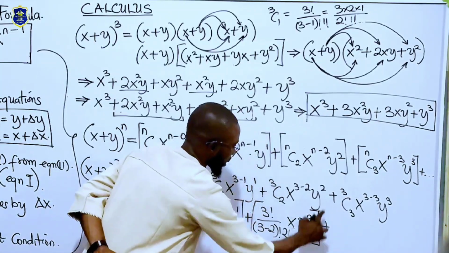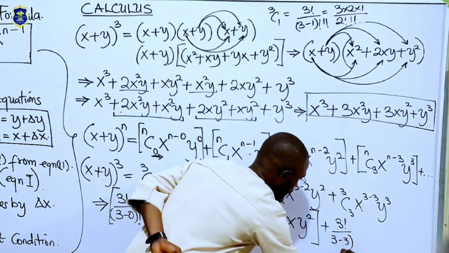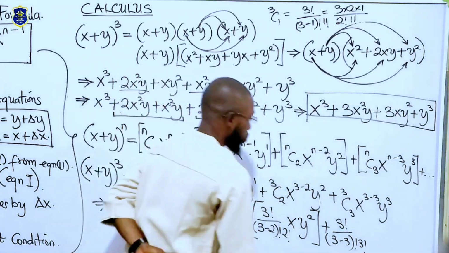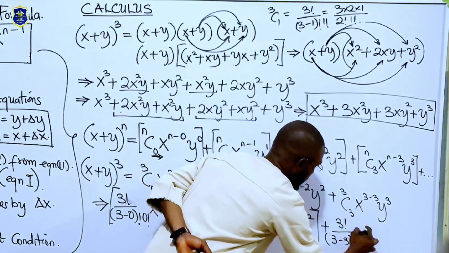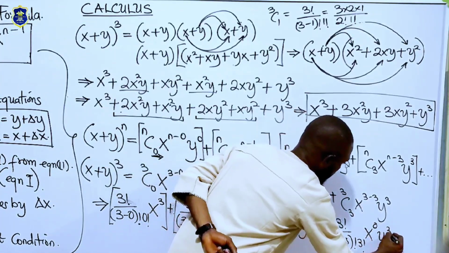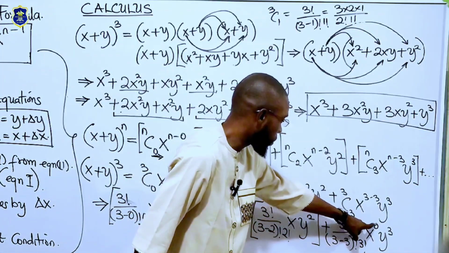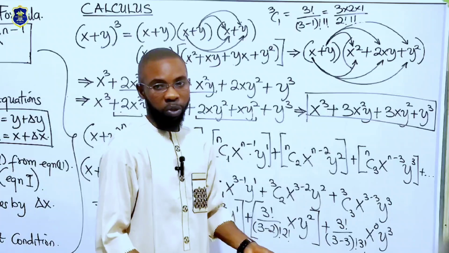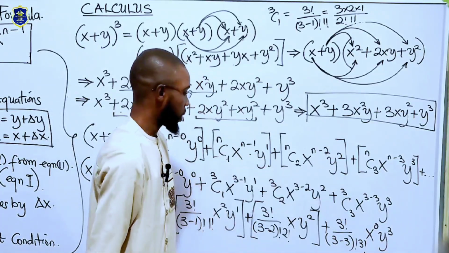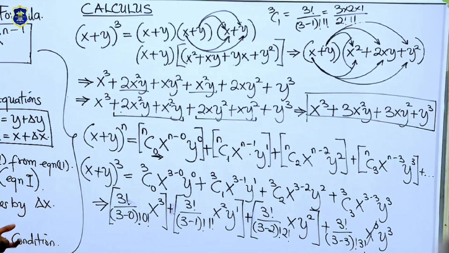And then the last but not the least, we have what? 3 factorial over (3 minus 3) factorial, 3 factorial. Right? Let's go with that. We're going to have what? X. 3 minus 3 is 0, y raised to the power 3. Of course, you know, anything raised to the power of 0 is 1, right? So x raised to the power of 0 is 1. 1 times everything will give us everything. That means this x to the power 0 is gone.